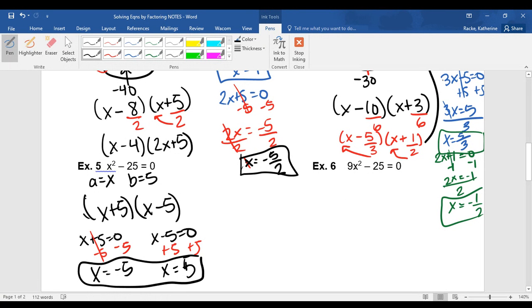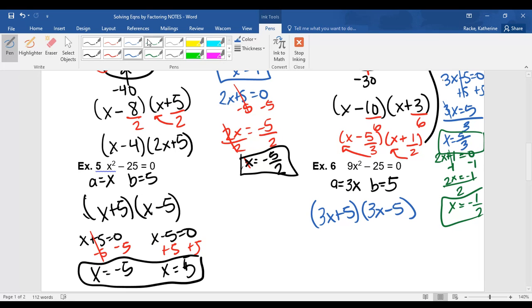All right, same thing here. I have no b value, so I need to check and make sure everything in here is a perfect square because I do have a minus sign in the middle. 9 is a perfect square of 3. Square root of x squared is x. 25 is a perfect square of 5. So we're going to make it a plus b, so 3x plus 5, and a minus b, 3x minus 5.